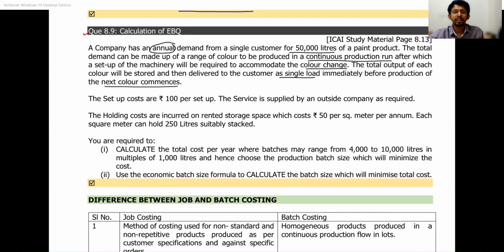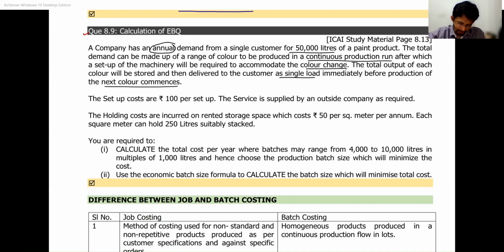So what you are doing, okay, today I am going to produce the first color. Let's say green is what I am going to produce today. So I started the production. I did the machine setup and all. And I started the production of this green color. Now green color production is over. Whatever green color paint I have produced, that will be stored, then I will deliver it to the customer as a single lot, irrespective of the quantity. Once I complete the production of a particular color, then before I start the production of the next color, I will store it, I will pack it, and I will deliver it to the customer as a single lot.